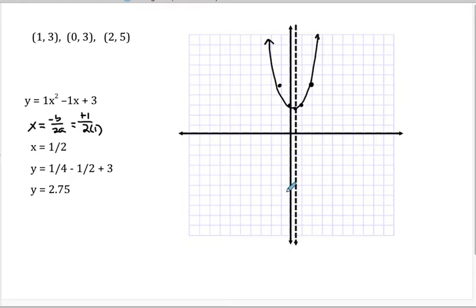Okay. So that is how you can write the equation from 3 points, and then how you can follow up to graph it. I hope that that helps, and I look forward to answering any questions next time I see you in class.